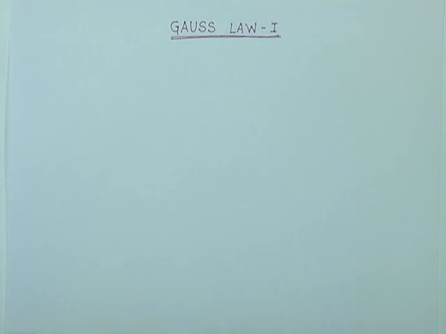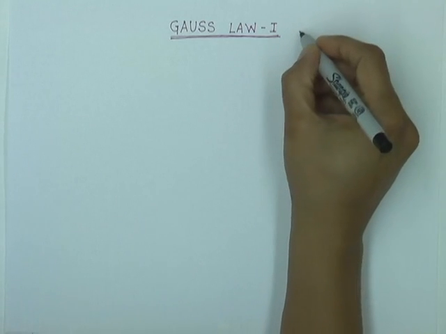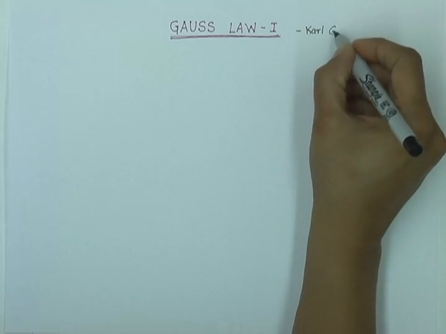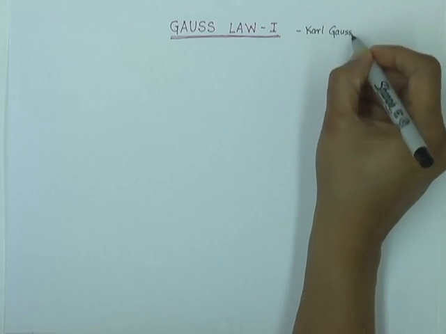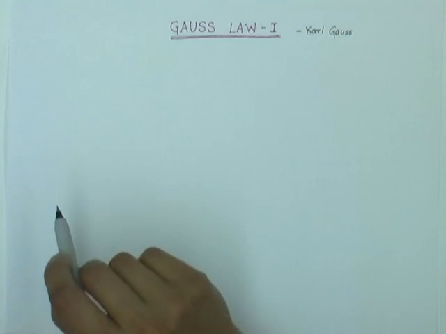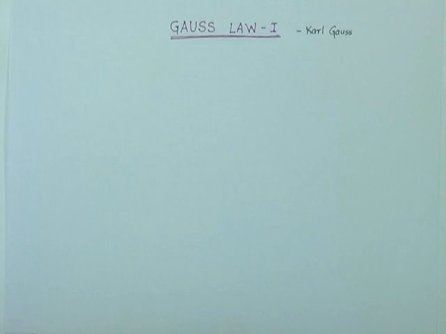In this video and in the next video, we are going to develop something that is called Gauss law. Gauss law was first derived by a German mathematician called Carl Gauss. Basically, Gauss law is an observation which makes it easy to find out electric field. We saw how to find out electric field using Coulomb's law in the previous videos. And when the charge distribution is very symmetric, Gauss law makes calculations of electric field much easier.